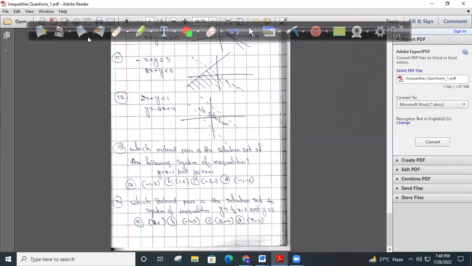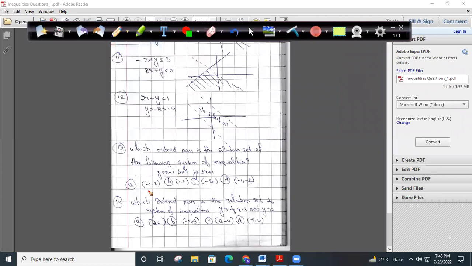Suppose I take minus 1 comma 2, for example. So 2 is less than minus 1 minus 2, that is, 2 is less than minus 2, which is meaningless. So A can never be the answer because it is not even satisfying the first inequality. Now take the second option, 1 comma 2. 2 is less than 1 minus 1, that is, 2 is less than 0, meaningless. So B for Bangalore also cannot be the answer.